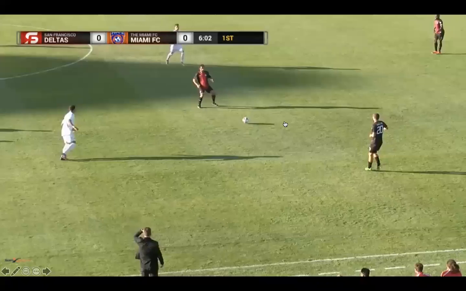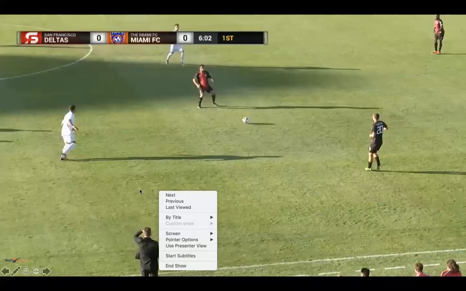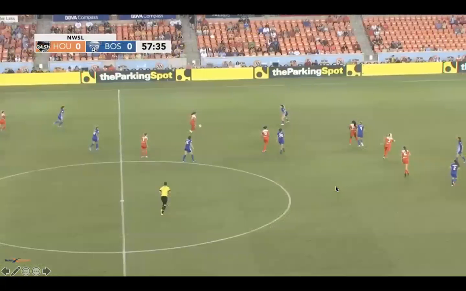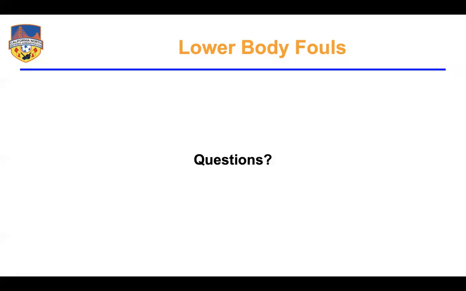Any other questions on this clip? Do you want to go back? I don't know why this one's not playing. It's a little frustrating. I apologize, this one's not going to play. So that brings us to the end of our clips. Do we have any additional questions on how to recognize lower body fouls at this point?